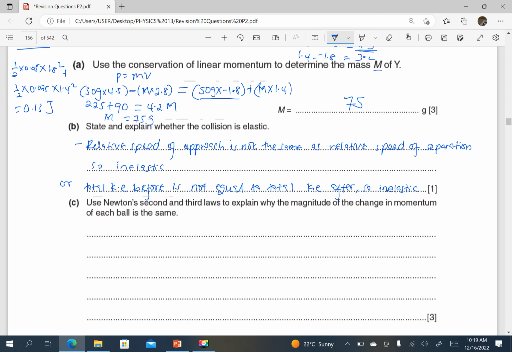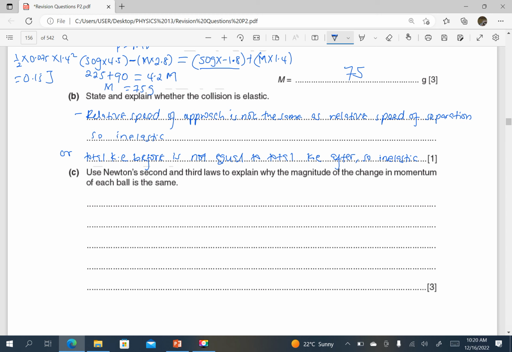Use Newton's second and third laws to explain why the magnitude of the change in momentum of each ball is the same. They said using Newton's second law. Remember, Newton's second law says force is equal to mass times acceleration, which means force is the rate of change of momentum. And remember, by the third law, the force on body A due to body B is equal but opposite to the force on body B due to body A.